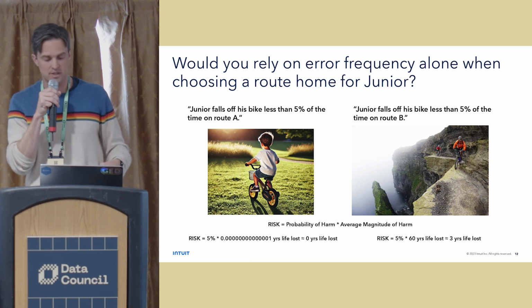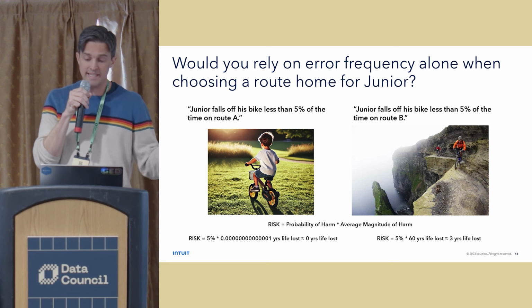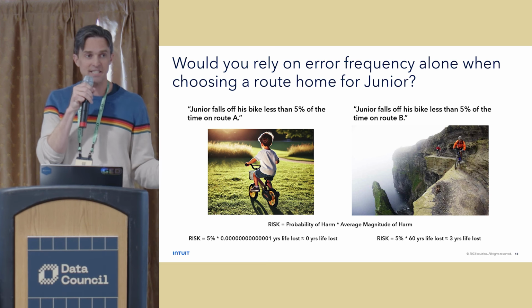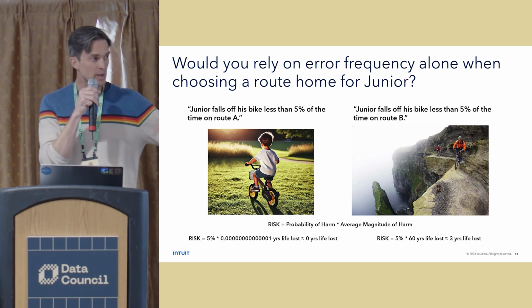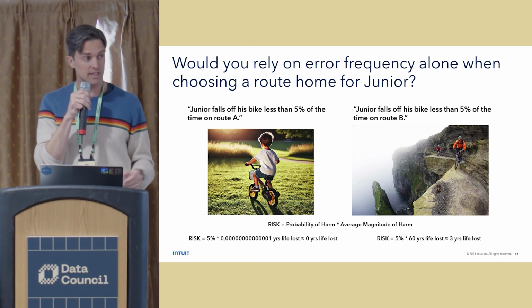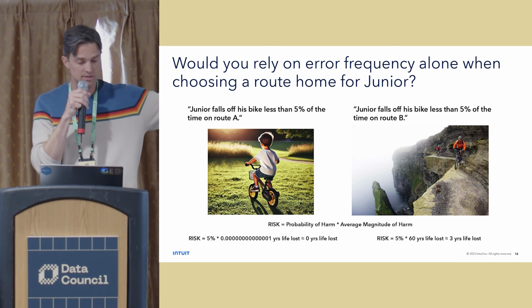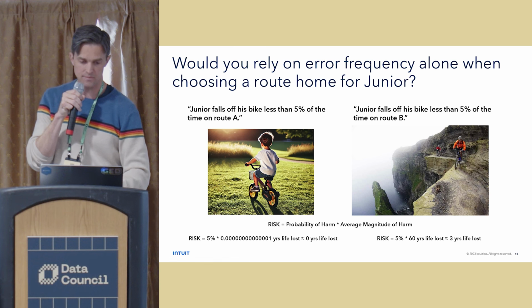That's why we teach our kids to bike there. But on the cliff's edge, usually he doesn't fall, but when he does, he's losing 60 years of life on average. So every trip on the cliff's edge is a 3-year expected loss of life. And so when choosing between these two routes, it becomes a no-brainer to go on the grassy field.